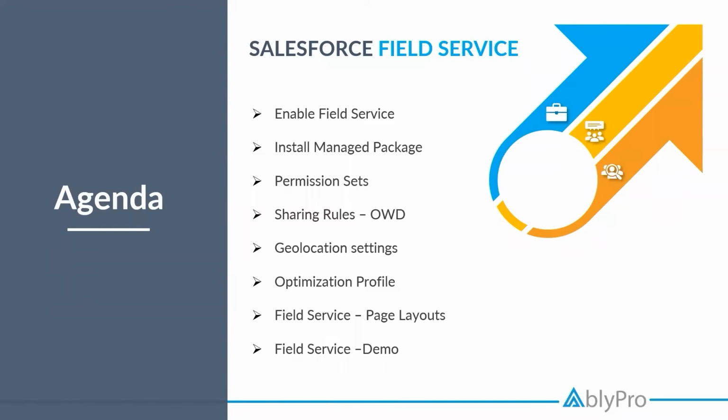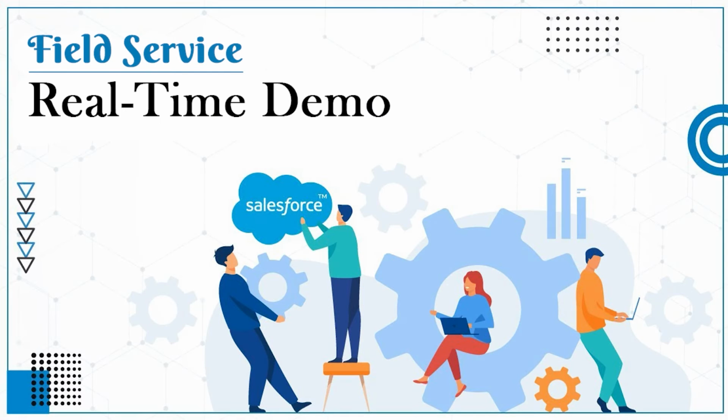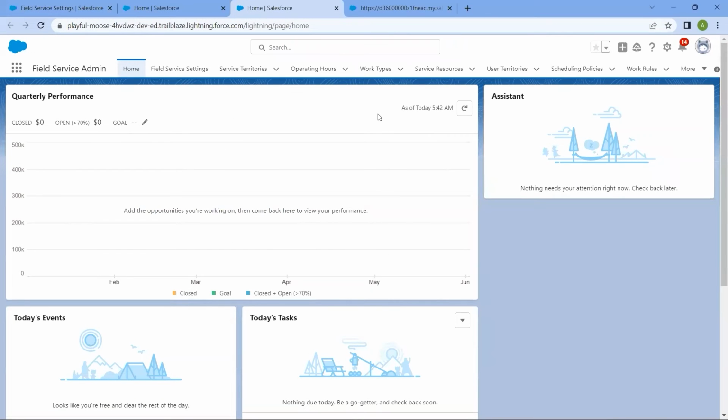So we're going to enable field service, then we're going to install the managed package, then we'll talk a little bit about permission sets, then we'll talk about OWD, the sharing rules, geolocation settings that we have in field service, the optimization profile, field service page layouts specifically for field service, and then we're going to do a demo, which is the entire presentation will be a demo where we're actually in the org itself. So let's jump over to the org.